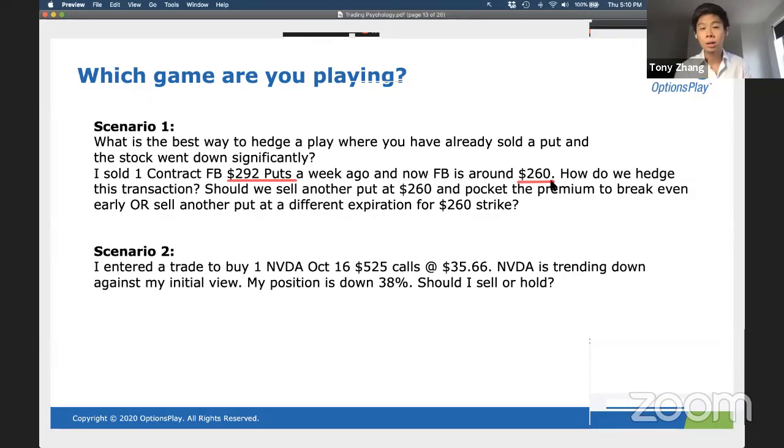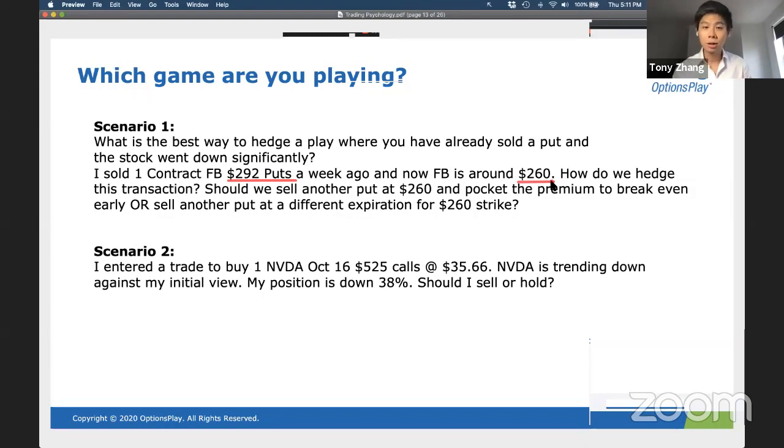There's nothing else that needs to be considered, because shorting the put is based on the original thesis that you're comfortable buying the stock at 292. If, based on new information that you now have, you are no longer comfortable buying the stock at 292, you should no longer be in that put. You should buy that put and get out of that trade.